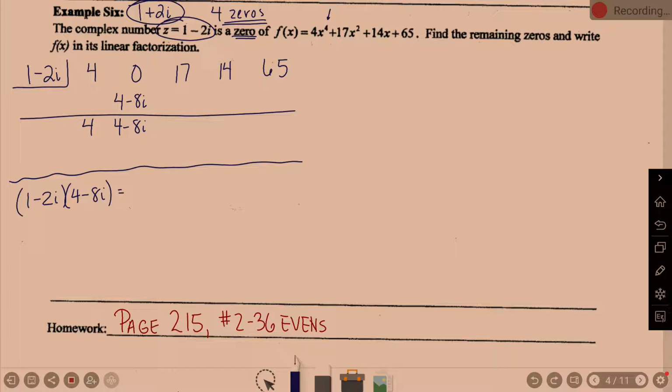Okay, so FOIL. 1 times 4 is 4. 1 times minus 8i, minus 8i. Negative 2i times 4, minus 8i. Negative 2i times negative 8i, plus 16i squared. Clean that up. What's that clean up to be?